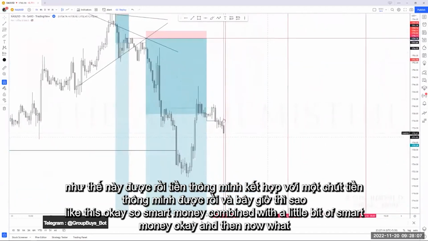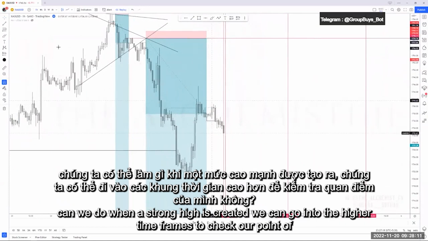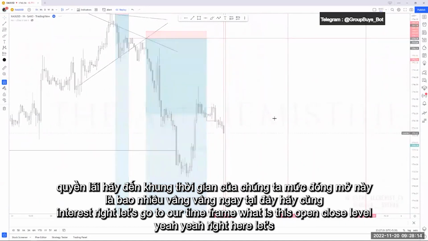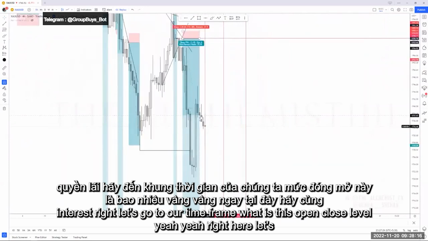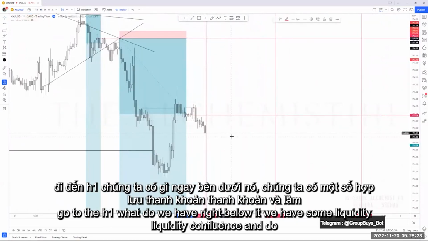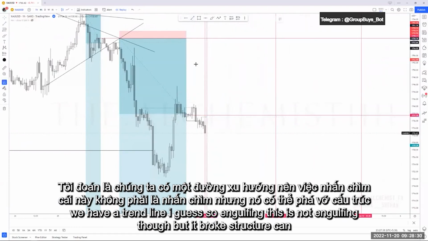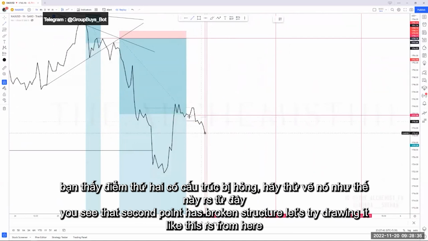Now what can we do when a strong high is created? We can go into the higher time frames to check our point of interest, right? Let's go to the 4-hour time frame. What is this? Open close level. Yeah, right here. Let's go to the H1. What do we have right below it? We have some liquidity. Liquidity confluence. And do we have a trend line? I guess so. This is not engulfing though, but it broke structure. Can you see that? Second point has broken structure. So let's try drawing it like this, or else from here.